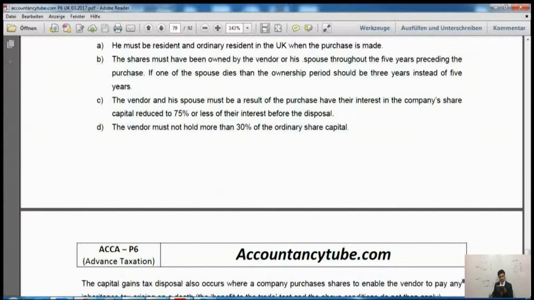Excuse me. Please tick this one, which is C. This is most important of all. C and D are very important and very, very complex to understand. Please make sure you read both of them, C and D, very carefully. Now, what does he say?